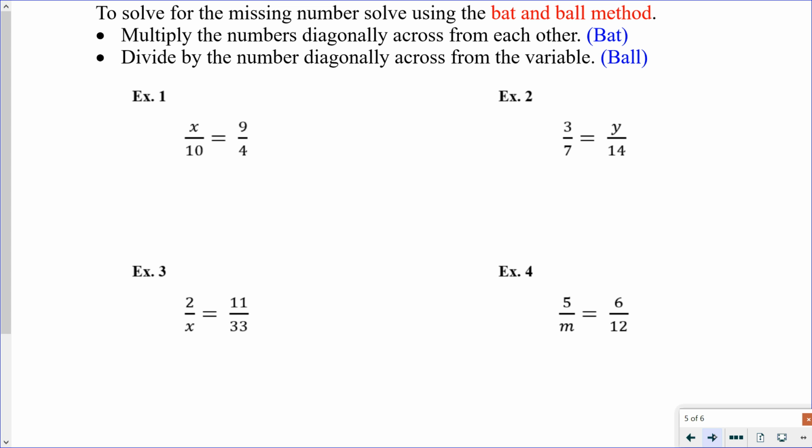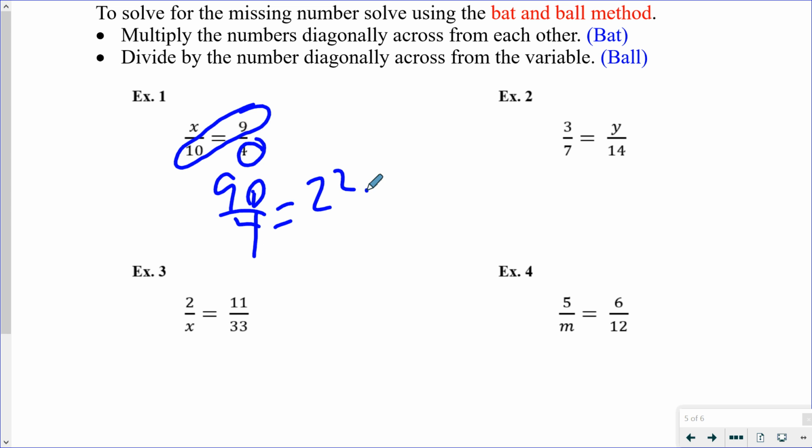Now the last method is called the bat and the ball method. In order to use this method, it's kind of the same as cross product, but you don't have to write down every step. So what you're going to do is multiply the numbers diagonally across from each other, which is known as the bat. So I'm going to circle my bat. 9 times 10 is 90. And I'm going to circle the ball and divide by the ball. So my answer would end up to be 22.5.